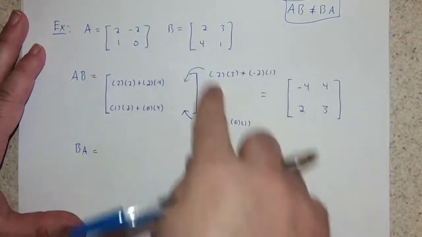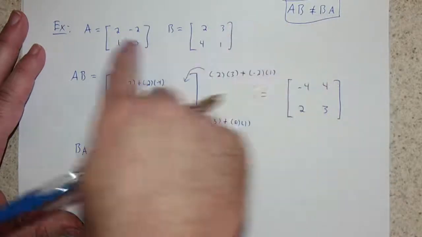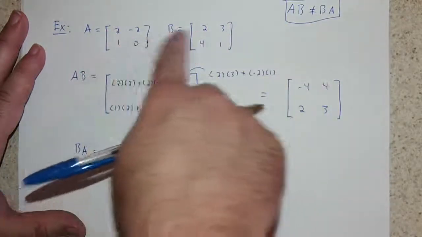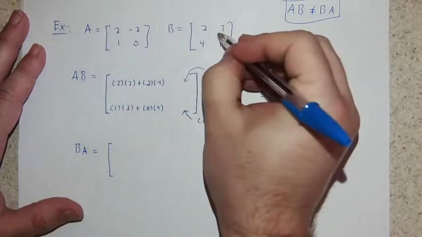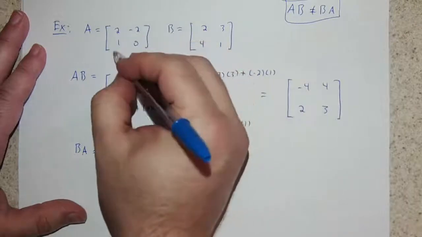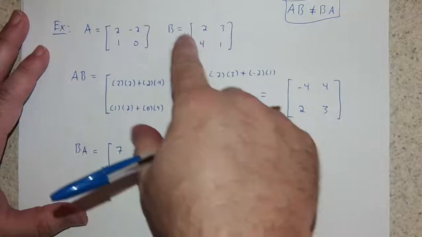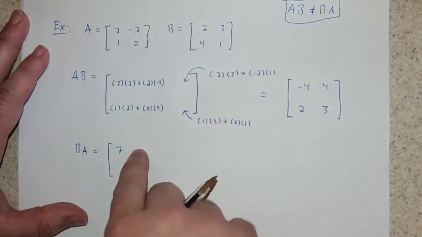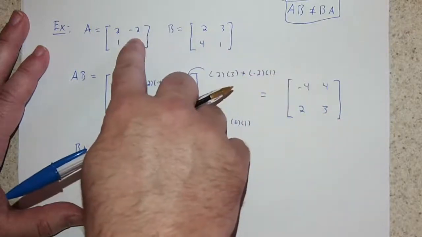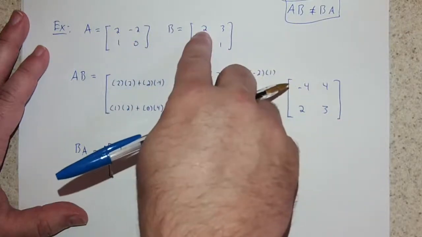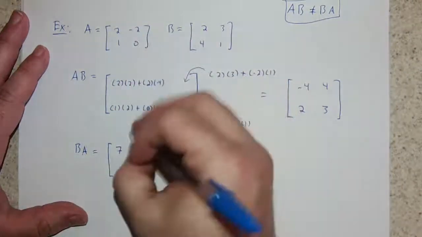So BA here, I'm not even going to rewrite this. This would be 2, 3 transpose times 2, 1. So that would be 4 plus 3, so that's 7 in the first slot. Then in the next slot, this is first row, second column. Right, so first row of B dotted with second column of A, so this would be 2 times minus 2 plus 3 times 0, so this would be minus 4.